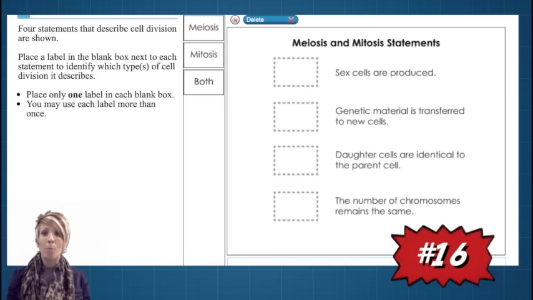Mitosis, remember, my toe, right? If I get a cut on my toe, the skin is going to have to repair itself by mitosis. And I want my skin cells to look identical to what they did before. So mitosis involves the process of reproducing new cells that look identical. Knowing this, which I've pretty much given you the answers now, I want you to go through and tell me, is it meiosis, mitosis, or both for each of these four statements?